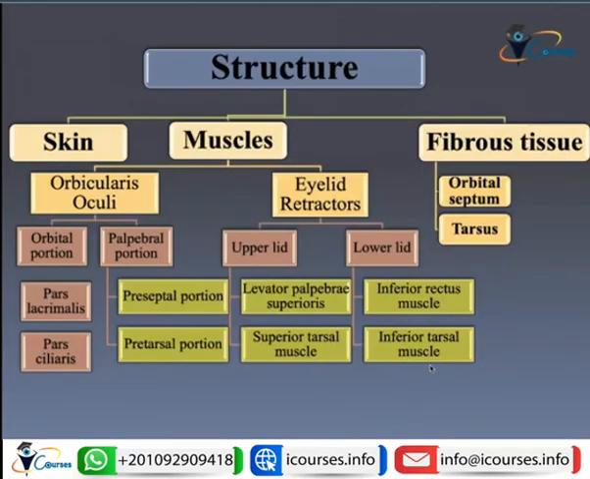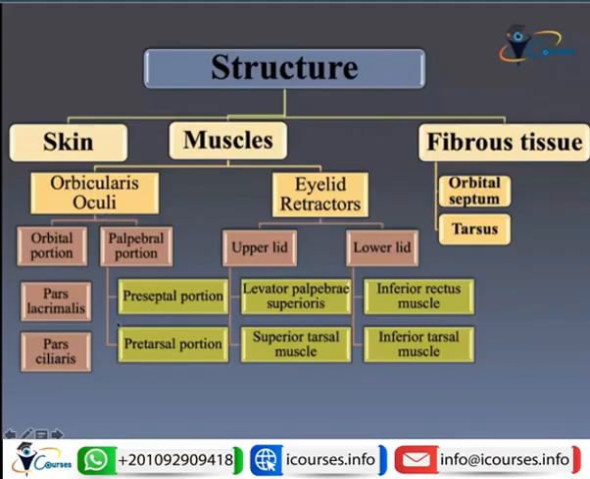So in the first slide, we said that the structure of the eyelid is complex, although it feels like a very thin and delicate membrane. And this is because it consists of different structures. We have skin, we have muscles, and we have fibrous elements. So there will be skin and the muscles. The muscles of the eyelids are mainly the orbicularis oculi and muscles that cause retraction of the eyelid.